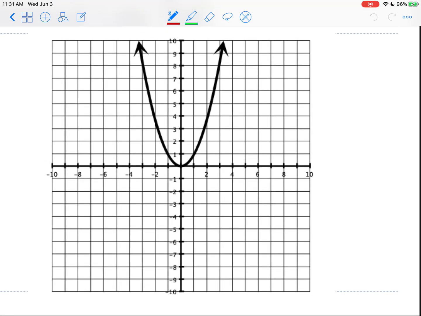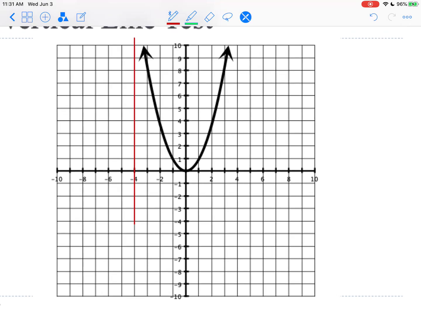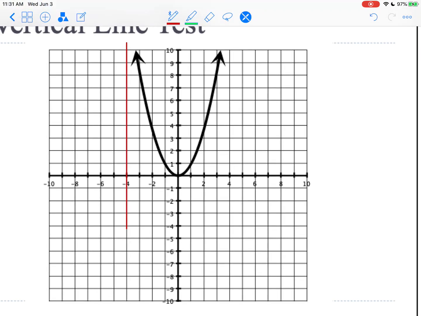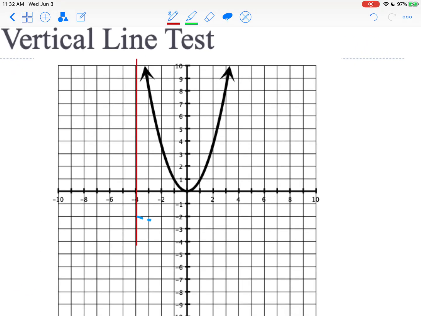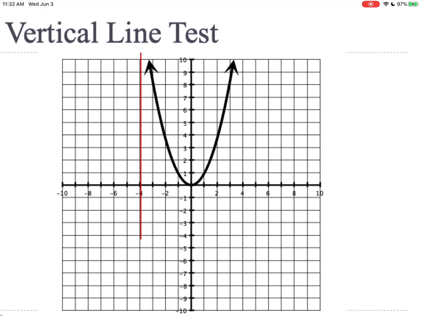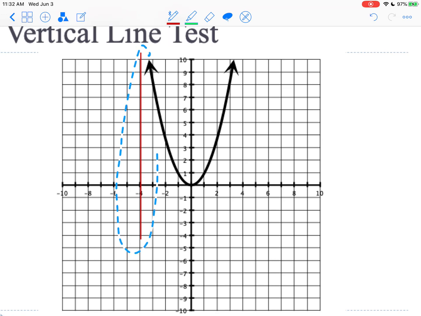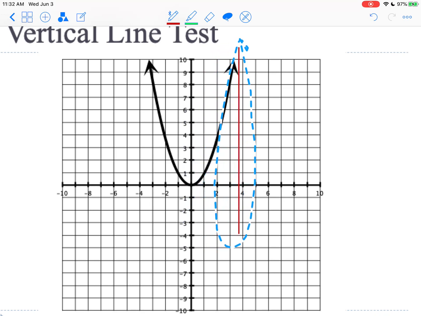Now again, I'm going to imagine having some sort of vertical line. I'm going to take that vertical line and I want to move it across. I can't really move it across. Okay. Doing the best I can. So I'm going to take this vertical line and I want to move it across my graph.